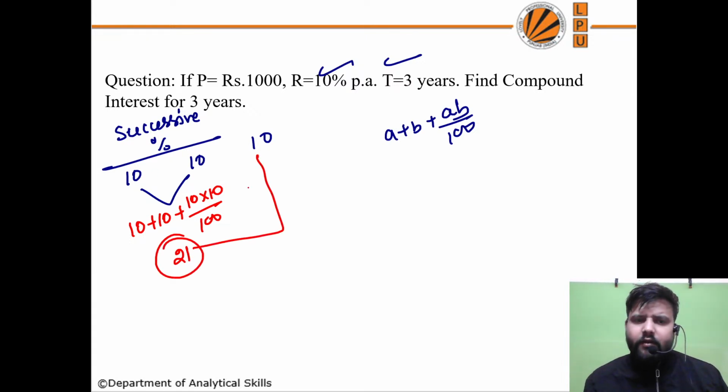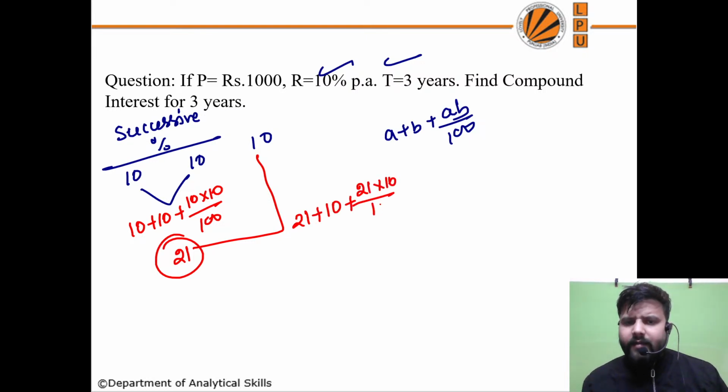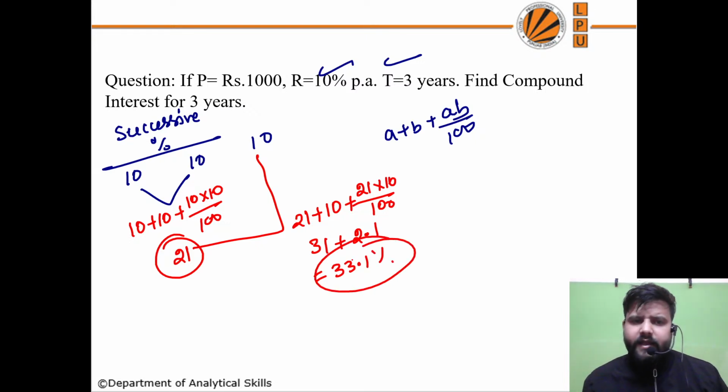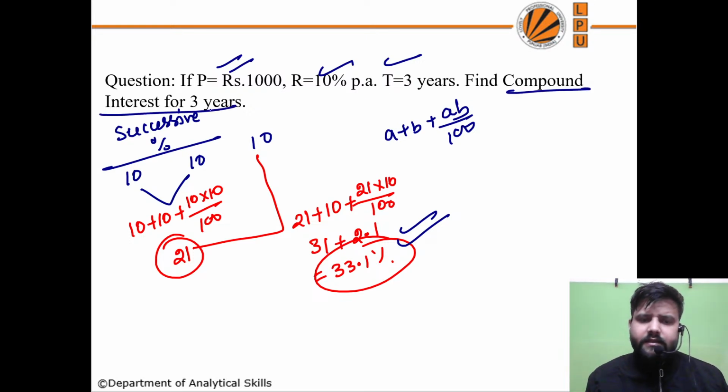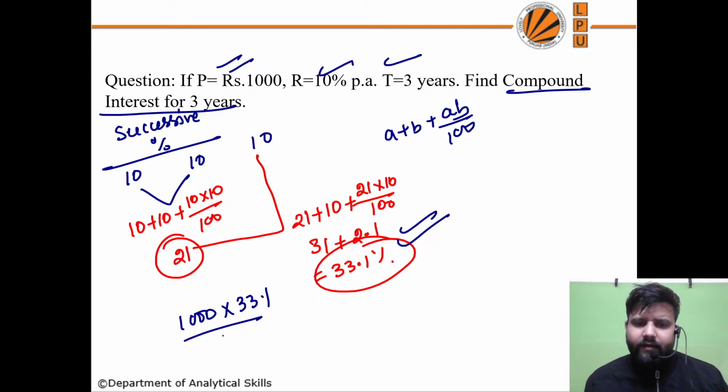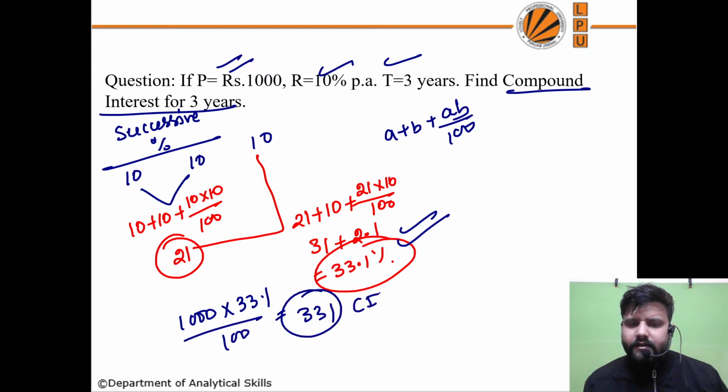Now you will apply the formula between these two. So it will be 21 plus 10 plus 21 into 10 divided by 100. So now it will be 31 plus 2.1, so it is basically 33.1 percentage. It means if you calculate 33.1 percentage of the principal, you will directly arrive at the compound interest for 3 years. So 1000 multiplied with 33.1 divided by 100 will give you 331. That is your compound interest.